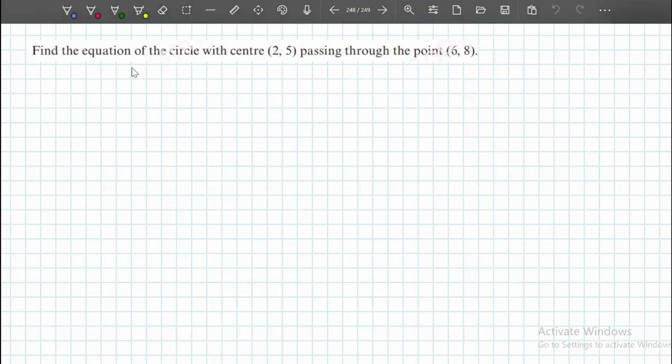Next question is find the equation of the circle with center 2 comma 5 passing through the point 6 comma 8. So remember here, we know the center, but we don't know the radius. So first of all, we will find the radius by using the center point and the point on the locus, which is 2 comma 5 and 6 comma 8.